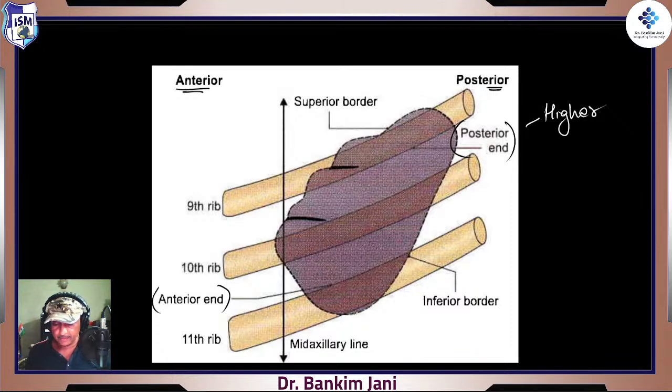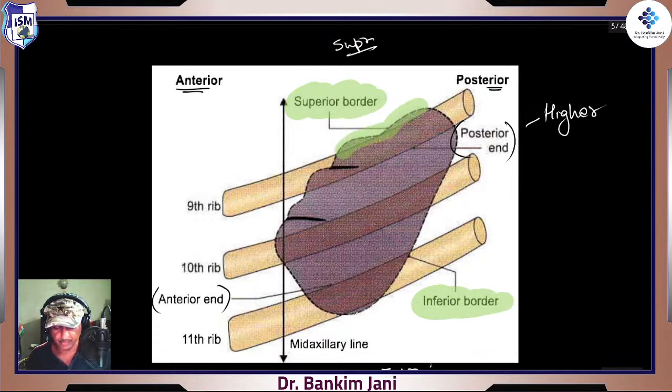Now, obviously this is superior and this one would be inferior, and accordingly the borders are there. This is the superior border and that's the inferior border. This superior border would be notched, right? You can see those notches. Regarding this inferior border, that is pretty smooth. Rest all are ribs.